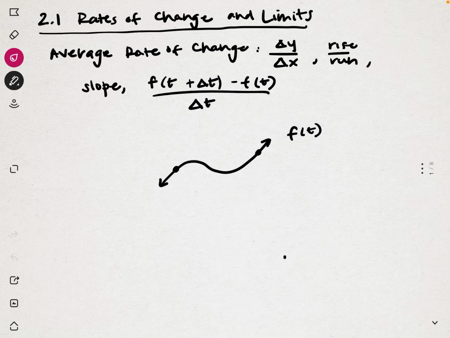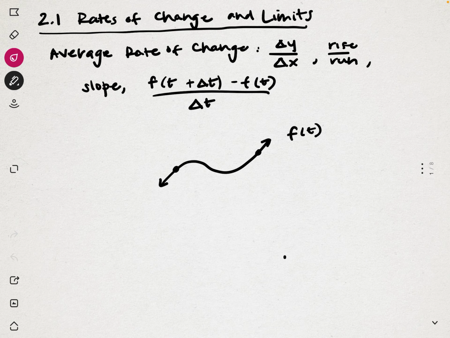Hey, welcome to Calculus. Today we're looking at 2.1 rates of change and limits. So the thing to remember about at least this first chapter is that there's a lot of abstract ideas going on here, but they're really building up to this one big idea called derivatives.